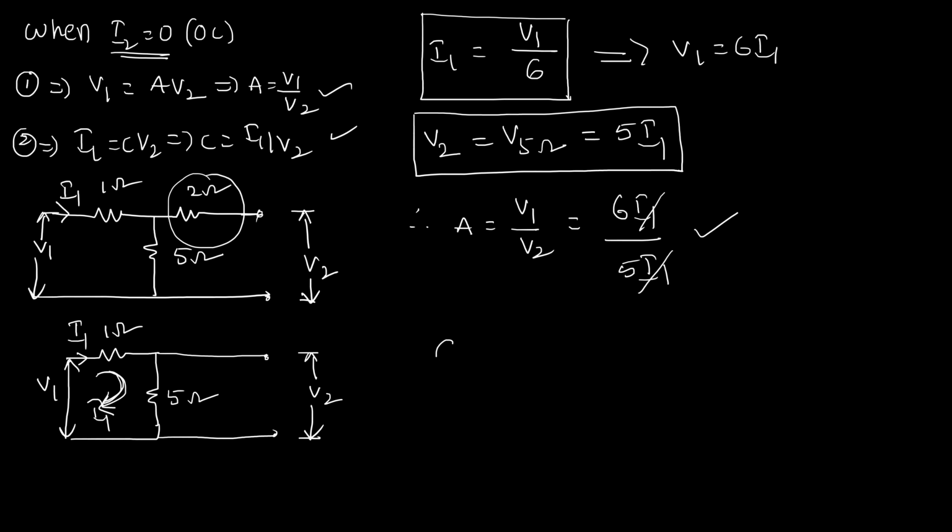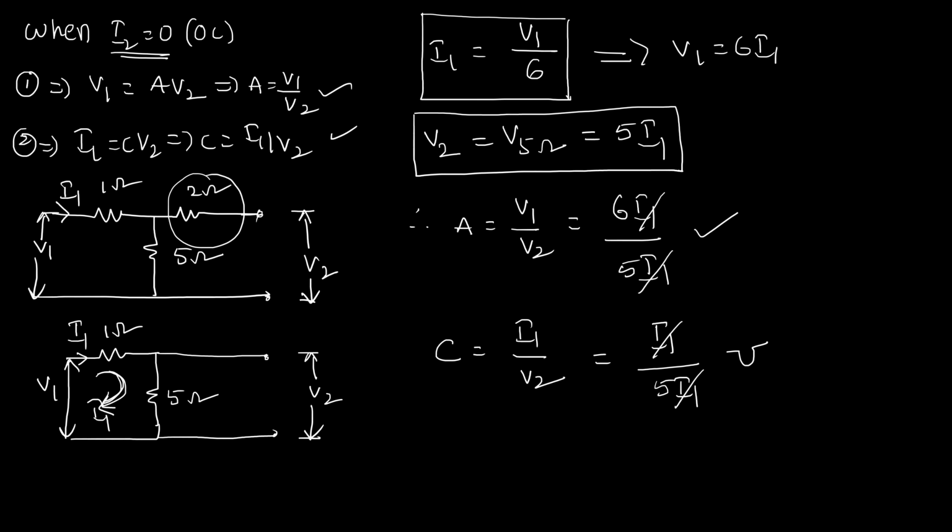Now, what is C? C is I1 by V2. What is I1? Don't write anything for I1, because we got V2 in terms of I1, so directly it will get cancelled. Keep I1 as it is. Instead of V2, we can write 5 I1. So I1 gets cancelled. You'll be getting some value because it is I by V. Keep the unit mho. Okay, so in this way we can do the problems.